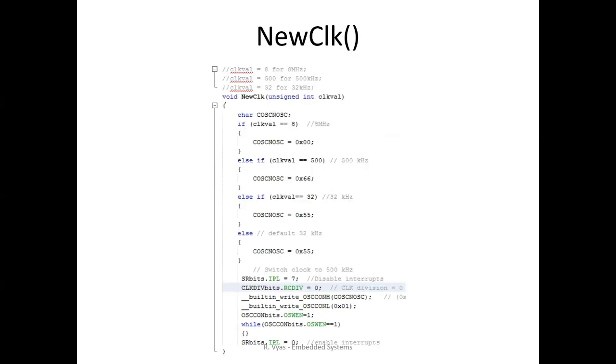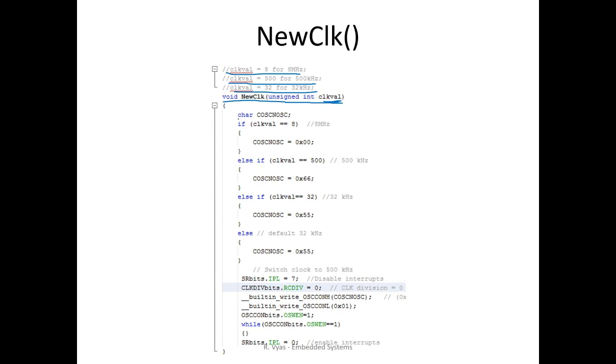And so the function for changing clocks is something that I'm also going to be giving to you. It's one of the few times that I'm going to be giving you code. I'm going to be sharing with you later on D2L a function called new clock. It takes in a variable called clock val. If this clock val is 8, it'll switch the clock to 8 megahertz. If you send it 500, it'll switch the clock to 500 kilohertz. If you send it 32, it's going to switch the clock to 32 or 31 kilohertz, somewhere thereabouts.